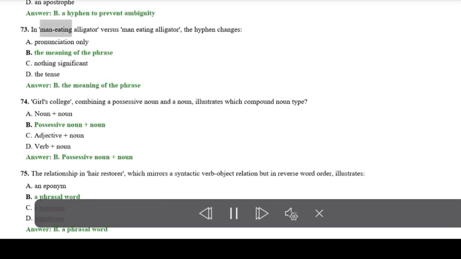73. In man-eating alligator versus man eating alligator, the hyphen changes A. Pronunciation only. B. The meaning of the phrase. C. Nothing significant. D. The tense. Answer, B. The meaning of the phrase.